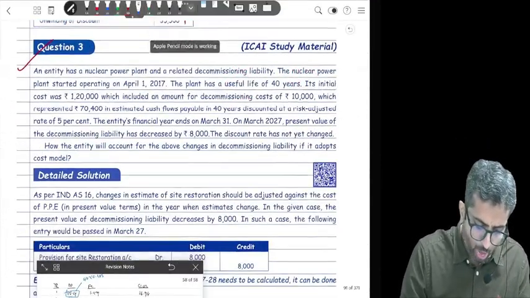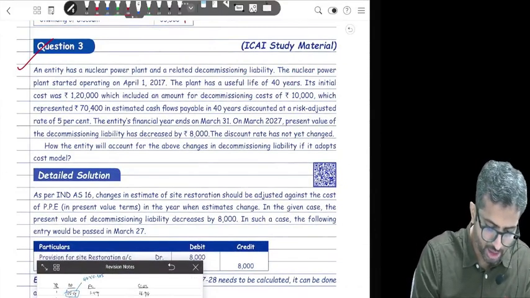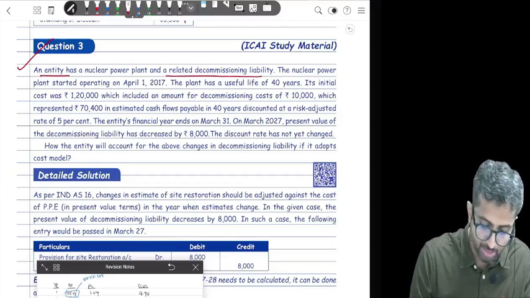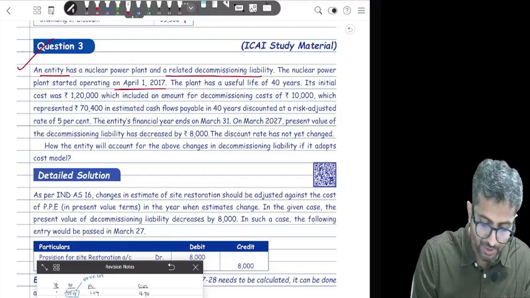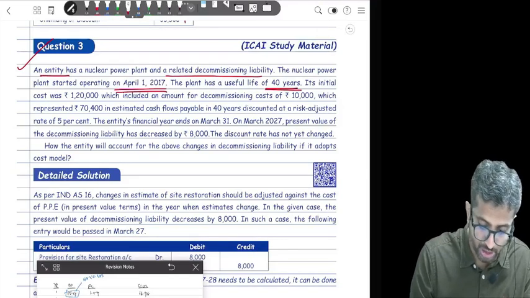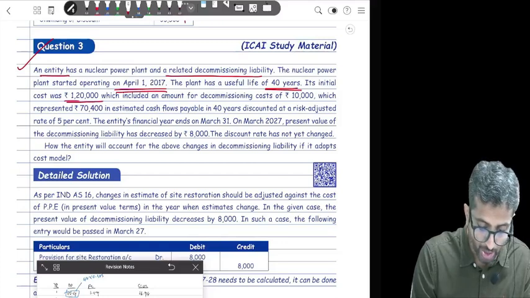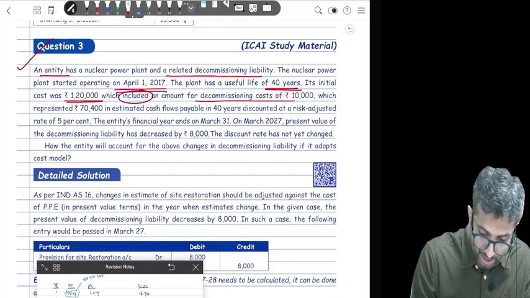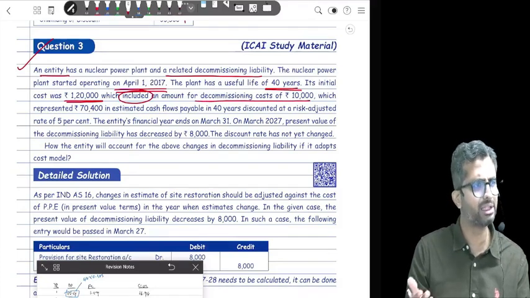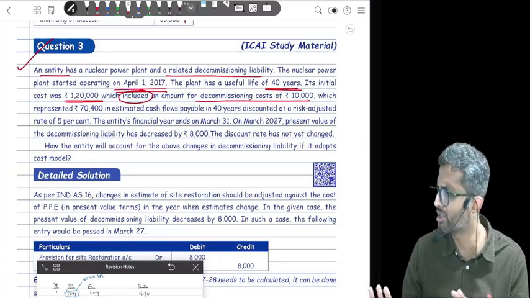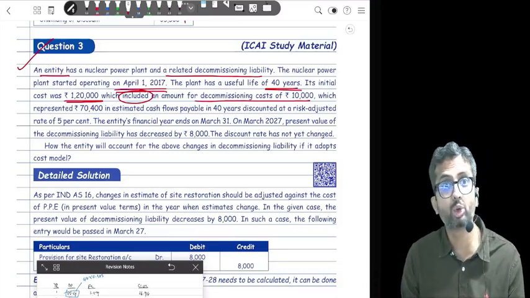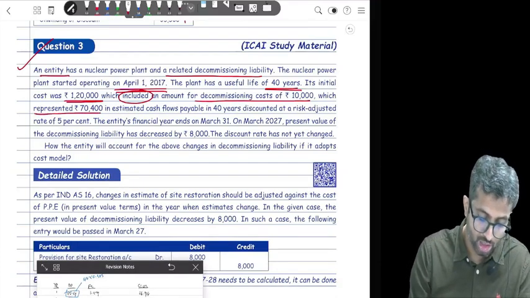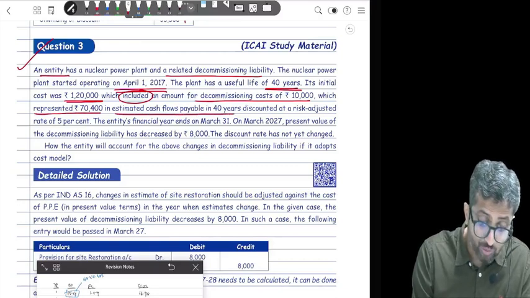Okay. Now, based on that, you have this question number 3. An entity has a nuclear power plant and a related decommissioning liability. The nuclear power plant started on 1st April 17, and the plant has a useful life of 40 years. The initial cost was 1,20,000, which included an amount of decommissioning cost of 10,000. Acha, should my initial cost ideally include site restoration? So is it correctly included? Yes. Which is represented by 70,400 in estimated cash flows payable in 40 years.